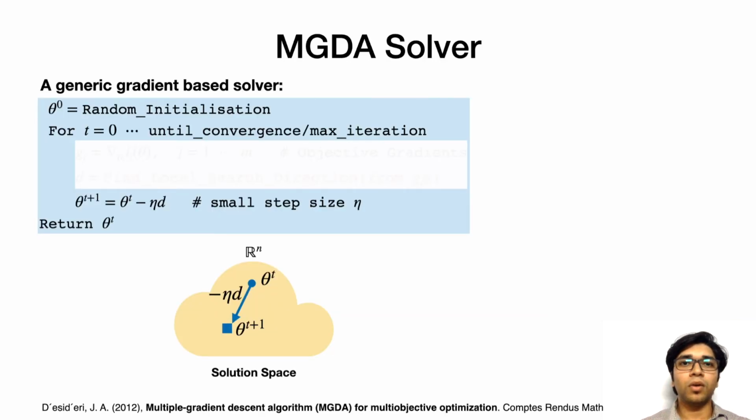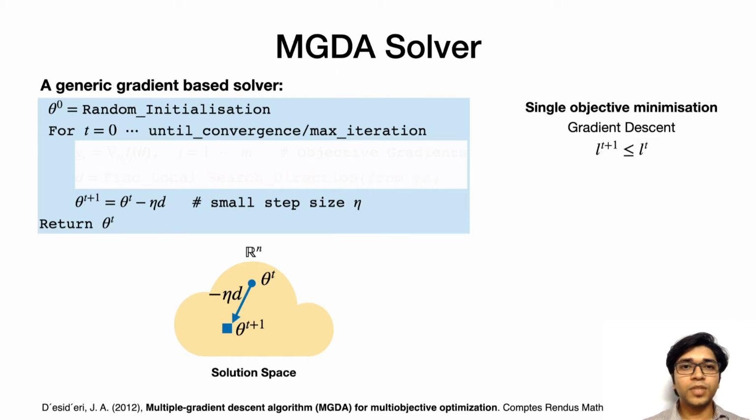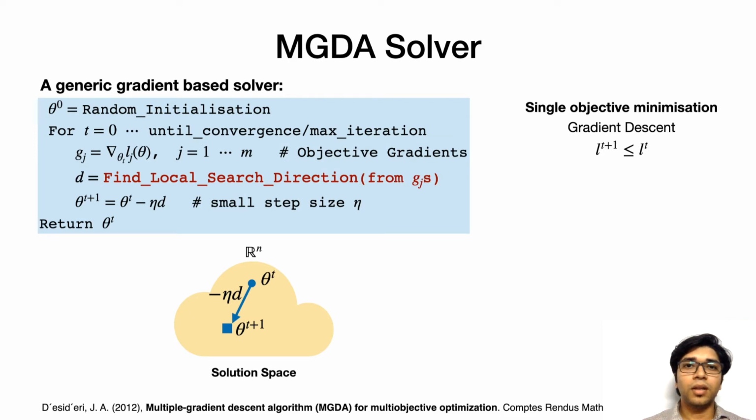But before going into our algorithm, let's first see how MGDA solver works at a high level, because we use some of its ideas in developing our solver. So here is a template for any gradient based solver. In every iteration, we update the parameter theta by moving against a search direction d by a small step size eta. For single objective minimization, this direction is basically the objective gradient, so that the loss value will decrease. When there are multiple objectives on the other hand, the search direction is computed by using all the m gradients.